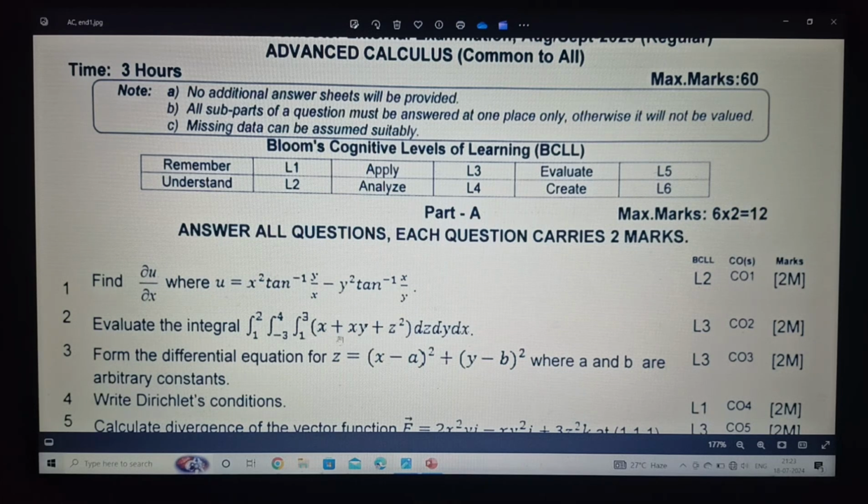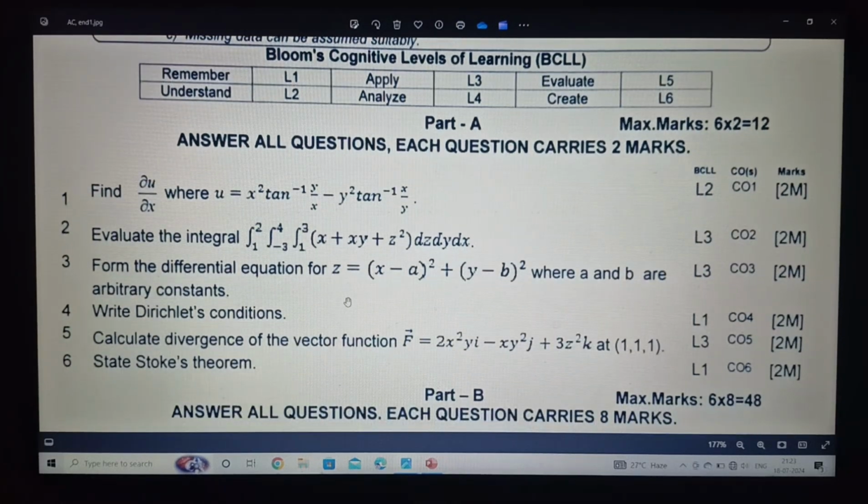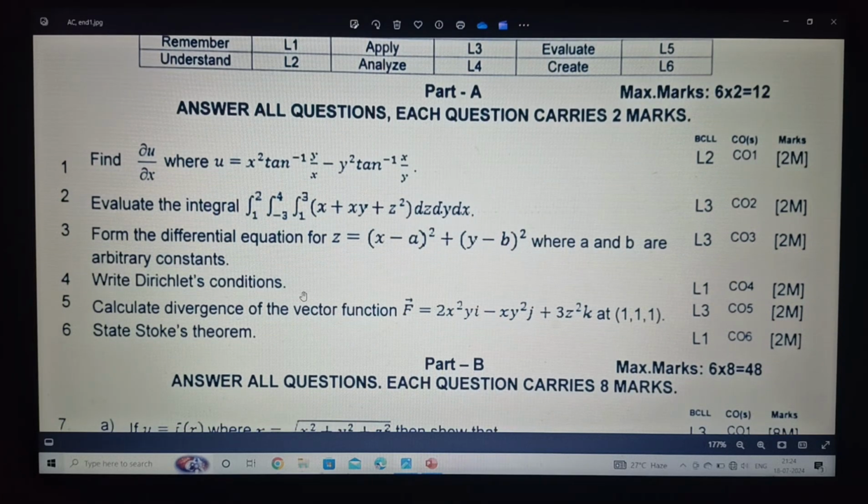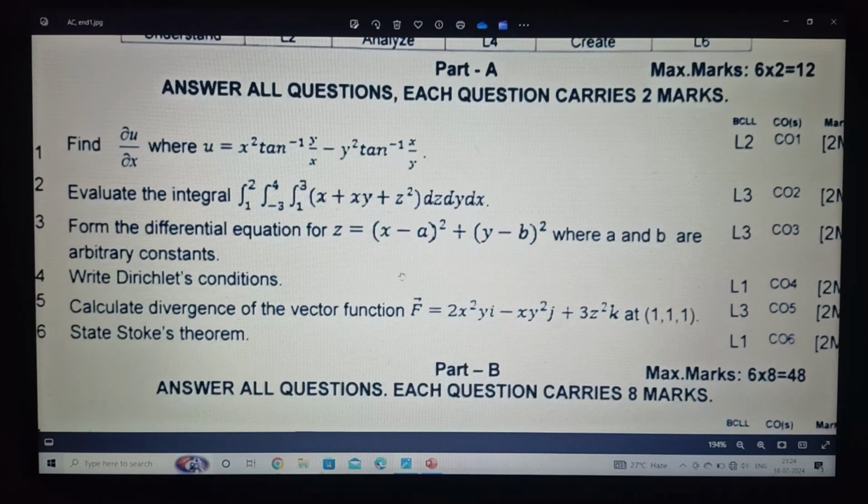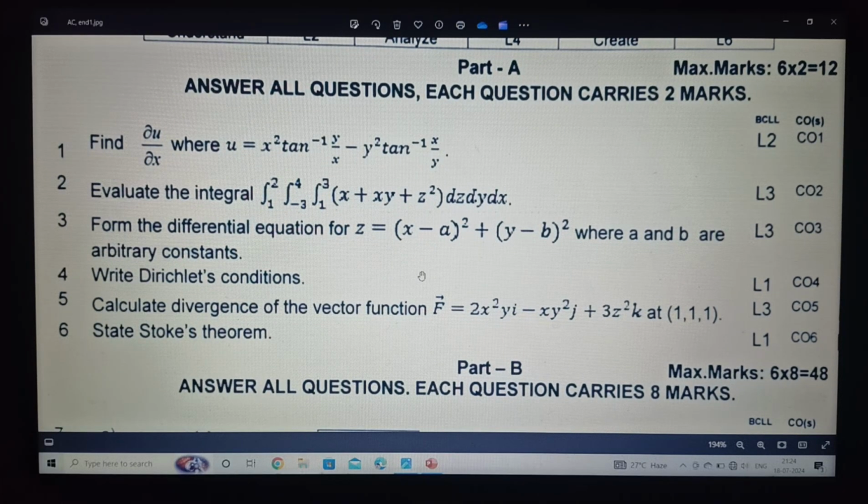Units 1, 2, 3. Now see the fourth question. Here the fourth question is the same question given, write Dirichlet's conditions. This is also a very, very important question. Next, the fifth question: calculate the divergence of the vector function f bar, the given vector field, at point (1,1,1). Next question: state Stokes theorem.